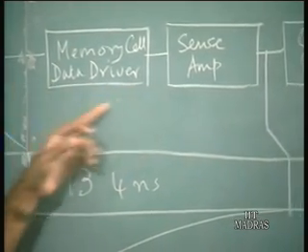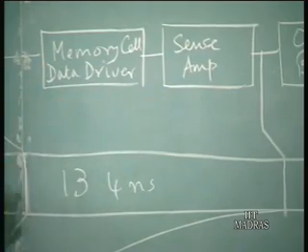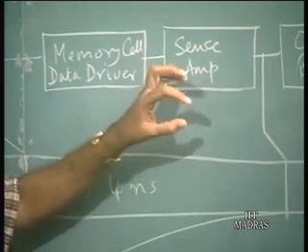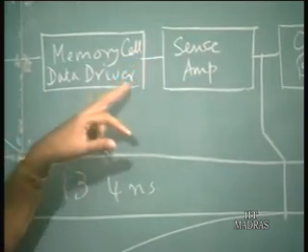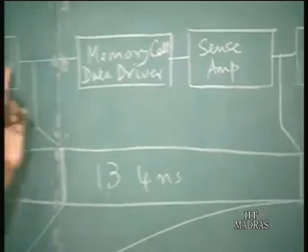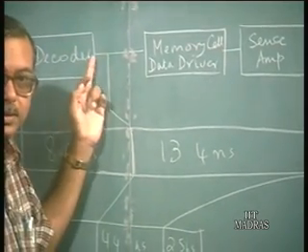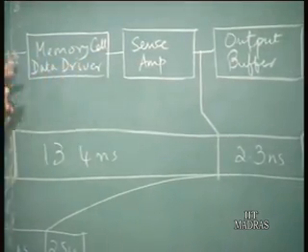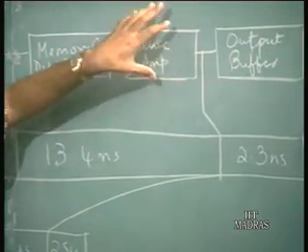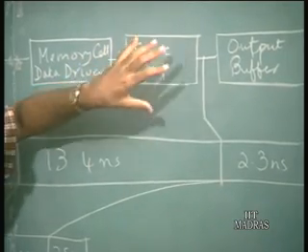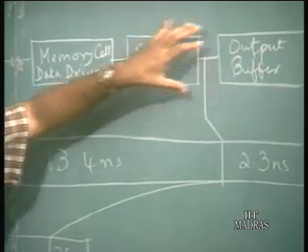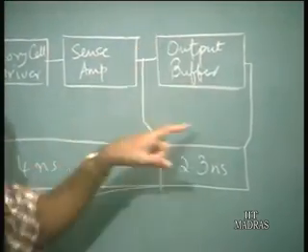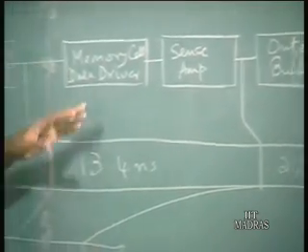So, there is a large delay involved in that, and then once you select a particular cell, the contents of that memory cell must be sensed by the sense amplifier. So, first you select a cell through the decoder by driving the word line, and then there is a sense amplifier to sense the contents of the memory, and then the output of that sense amplifier must go to an output buffer. There is a delay component for that. So, these are the different delay components in the memory.